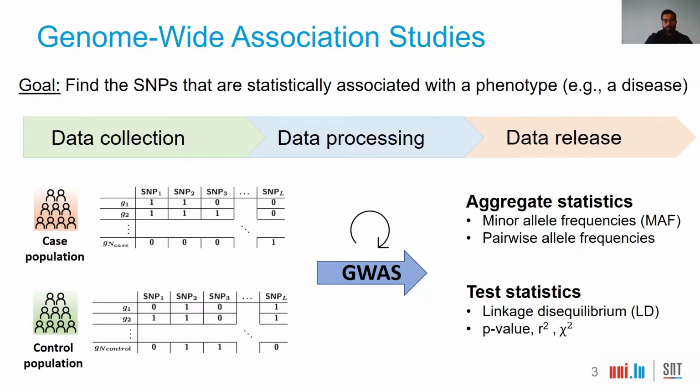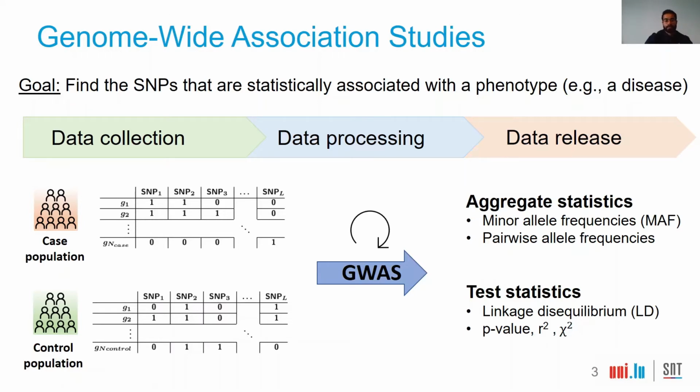And then we process that data by computing statistics over it. And finally, we release GWAS results, and we have two types of GWAS results. We release aggregate statistics such as minor allele frequencies and pairwise allele frequencies, and we can also release test statistics such as linkage disequilibrium between SNPs, p-values, r-squares, and chi-squares to show how strong is the correlation between a SNP and a phenotype.